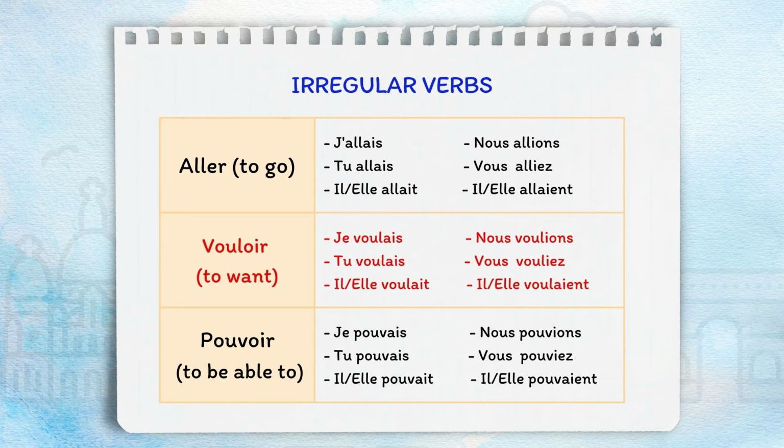Vouloir: je voulais, tu voulais, il, elle voulait, nous voulions, vous vouliez, ils, elles voulaient. Pouvoir: je pouvais, tu pouvais, il, elle pouvait, nous pouvions, vous pouviez, ils, elles pouvaient.